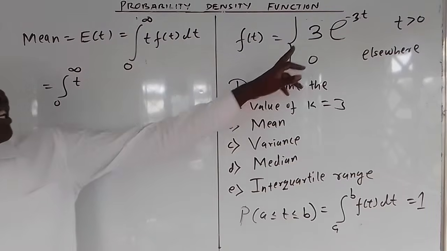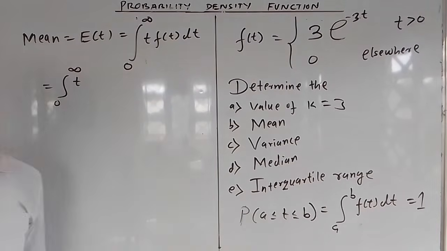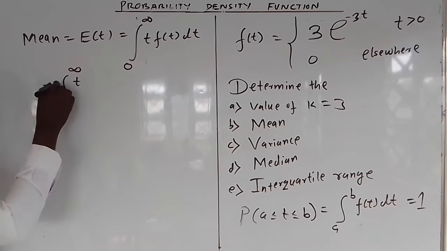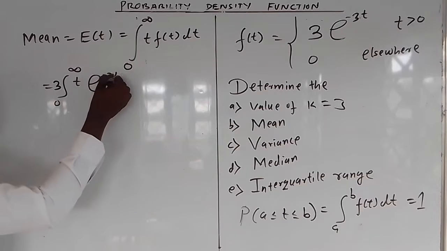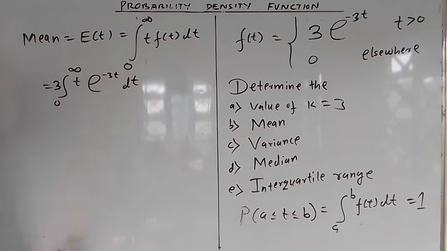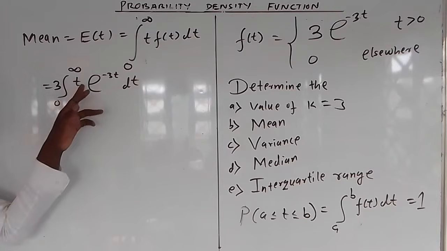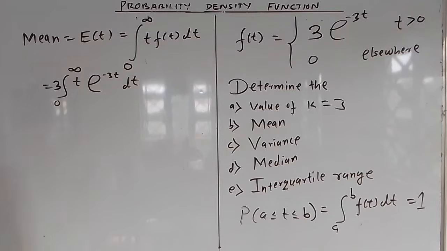F of t is 3 exponential negative 3t, isn't it? So 3 is a constant you put outside, then inside exponential negative 3t dt. Are we together? See, now we have t times f of t. 3 we factorize outside. So this is integration by parts.